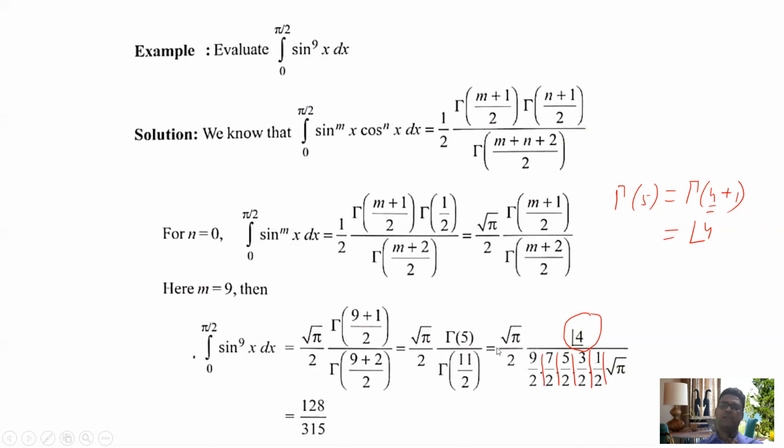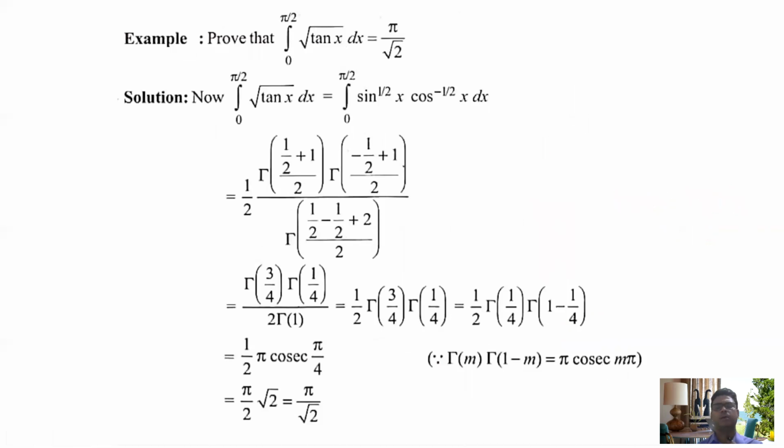This pi cancels. If you simplify, what you have is 128 by 351. Just use your calculator, you can find this. Okay. This type of question you can expect in your question paper. This is also a very important question for you.